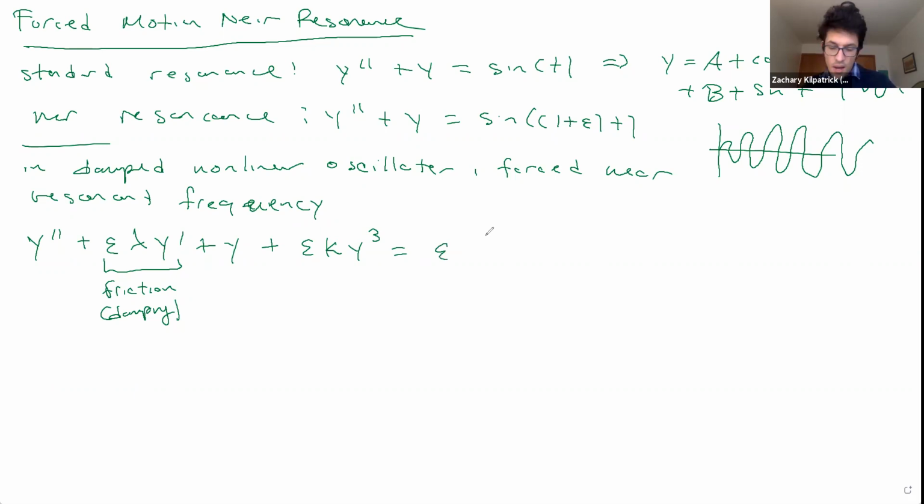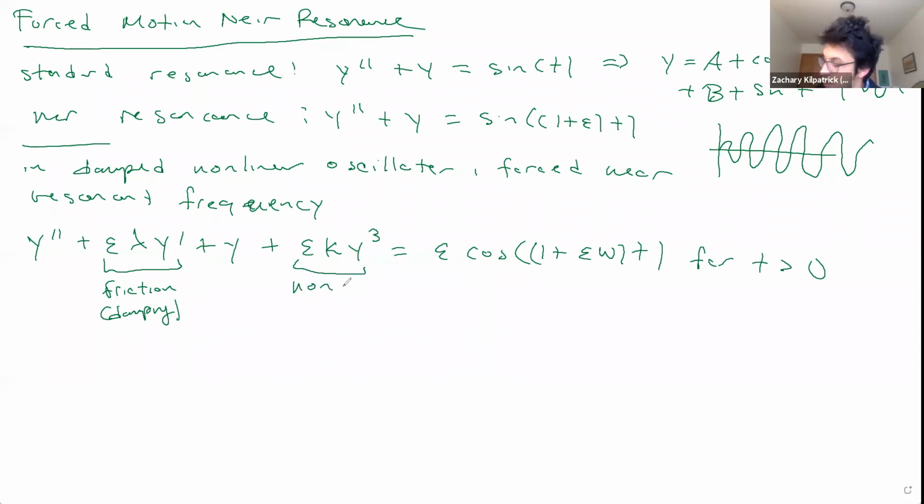And so to order 1, the resonant frequency of this problem would be 1. And if we have something like cosine of (1 plus epsilon omega) times t for t greater than 0, and we have some weak friction, we have some weak nonlinearity, and we have some weak forcing that is slightly perturbed away from the resonant frequency. So we can vary epsilon to put these things all in the ballpark of each other.